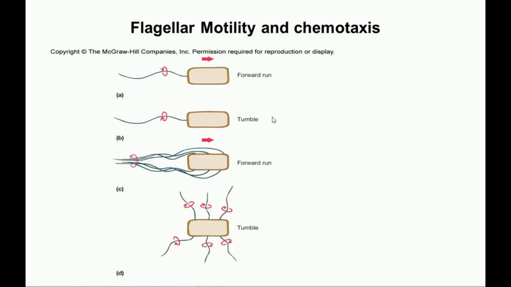When that happens, you'll have a change, and the bacterial rotor will start turning clockwise. So instead of carrying on in a straight line and going further and further away, our bacterial cell is going to start moving in a random direction. Then after a while, it's going to switch, so the flagella rotor will switch to moving in an anti-clockwise sense again, and then it's going to go in a straight line. Now, if it's moving away from the glucose, it's going to start switching again, start moving randomly.